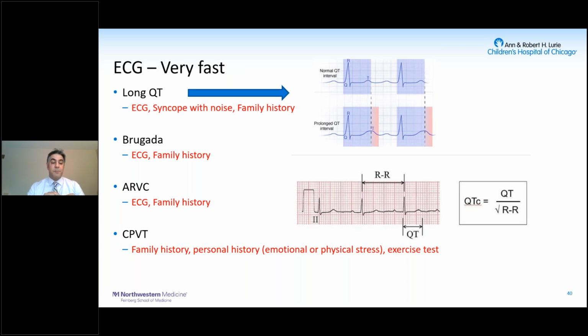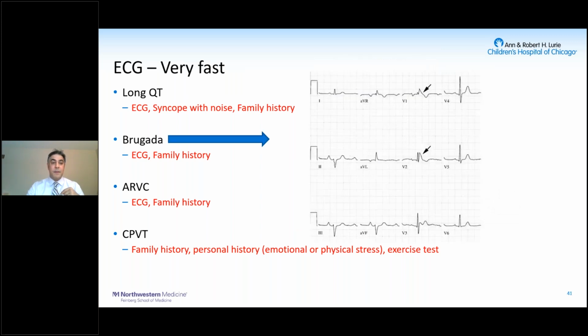CPVT, catecholaminergic polymorphic VT or ventricular tachycardia, is very interesting: an adrenergic state, something that increases their heart rate, whether it's exercise or emotional, that fight or flight, causes them at higher heart rates to go into arrhythmias. So these patients will have a history of exertional syncope. Many times they will have a positive family history. Their baseline ECG will be normal, but if we're suspicious for this, cardiologists will refer them for an exercise test where it will induce the arrhythmia at higher heart rates.